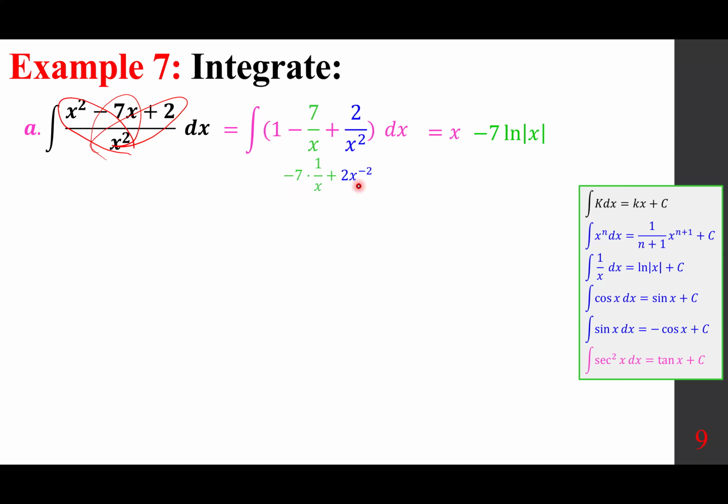What about this one? Two over negative 2 plus 1, x to the power of negative 2 plus 1. Negative 2 plus 1 is negative 1. 2 over negative 1 makes it minus 2, x to the power minus 1. So minus 2 over x and a constant.